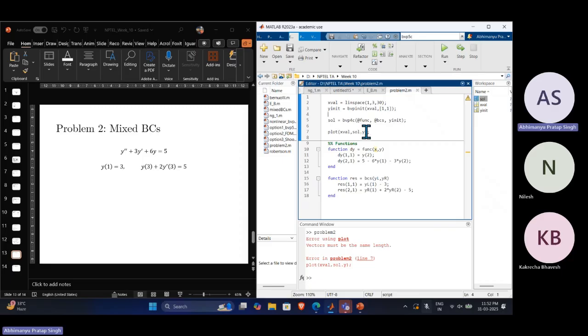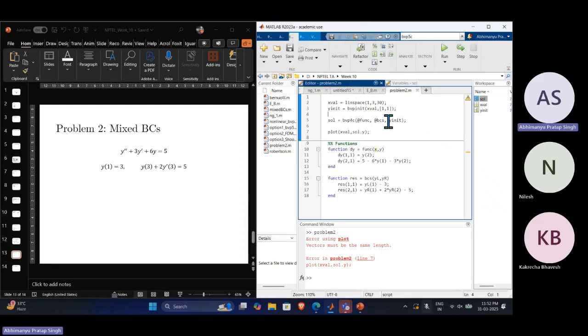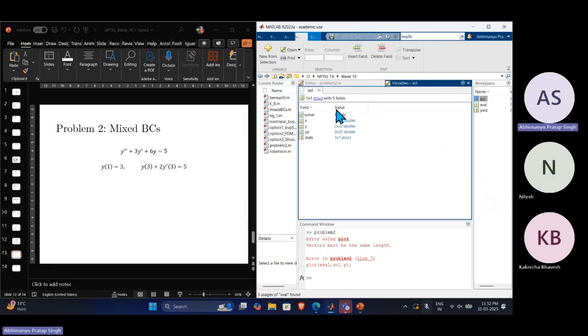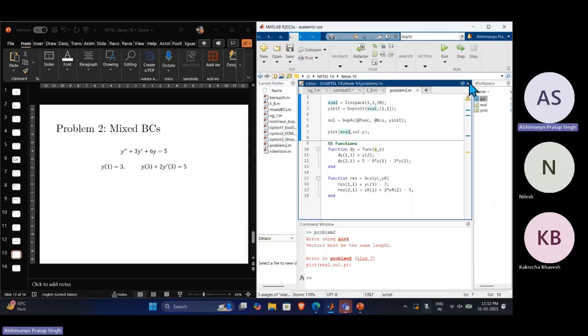Vectors must be of same length. What is inside solve? You can plot this x only then. So this x also goes from 1 to 3. So we can plot directly sol x. So sol 1.